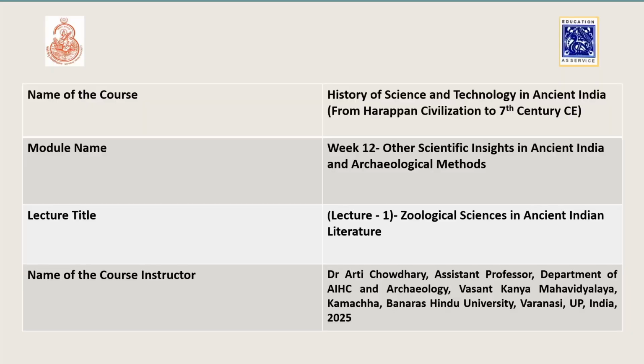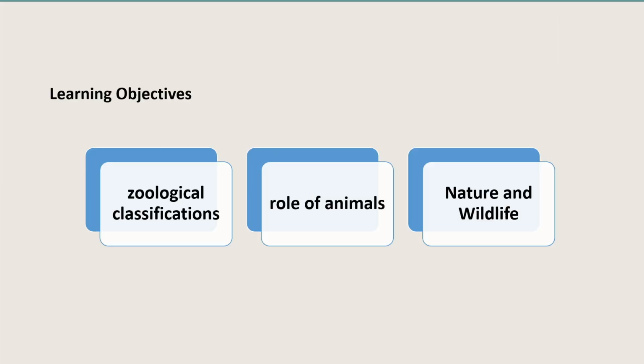I welcome you once again in this 12-week course titled History of Science and Technology in Ancient India from Harappan Civilization to 7th century CE. Today we are going to discuss Module 12 and Lecture 1. The title of Module 12 is Other Scientific Insights in Ancient India and Archaeological Methods, and the title of Lecture 1 is Zoological Sciences in Ancient Indian Literature.